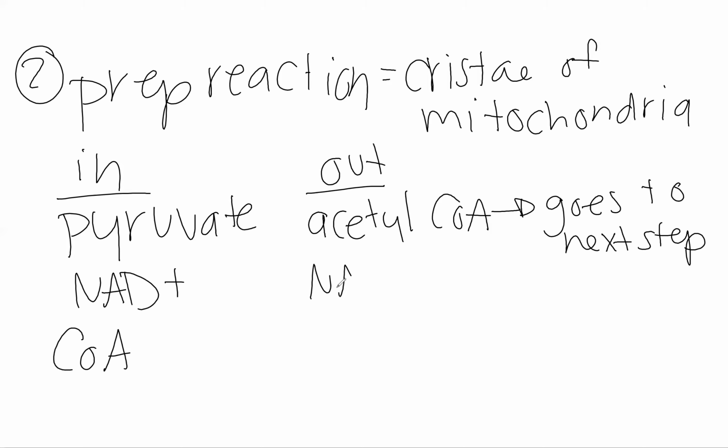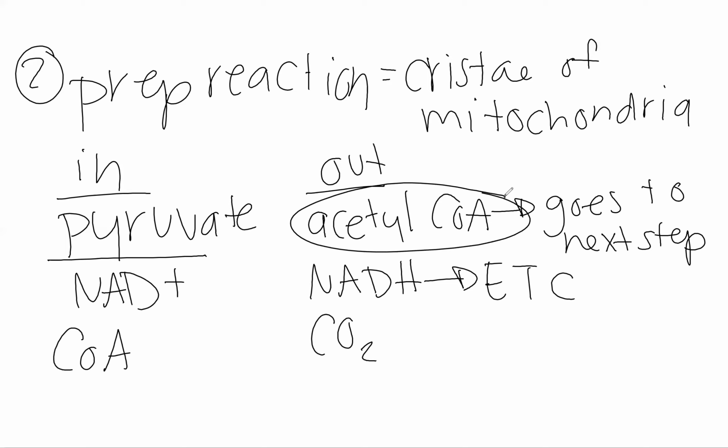We then have NADH. That's our electron carrier. So it's going to go to the electron transport chain. And then we're also going to have some carbon dioxide as a byproduct. If I were to say what is the main purpose of the prep reaction, it's going to be to change pyruvate into acetyl-CoA. Okay, so acetyl-CoA is going to be important for our next step.